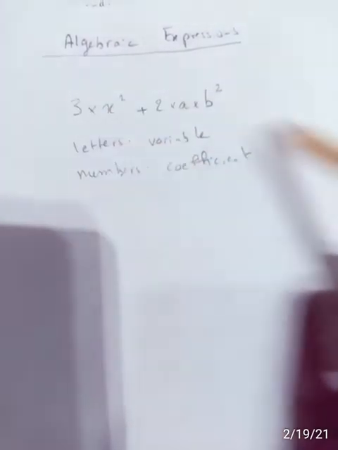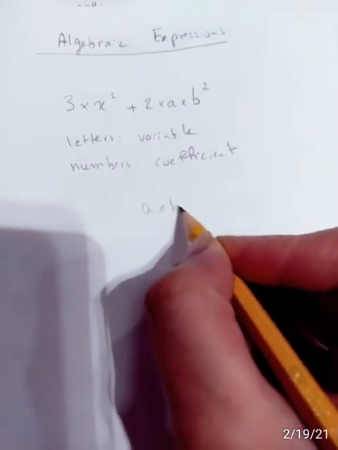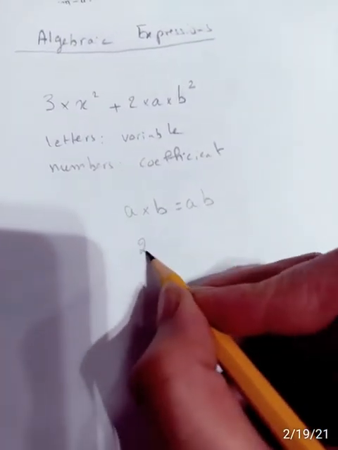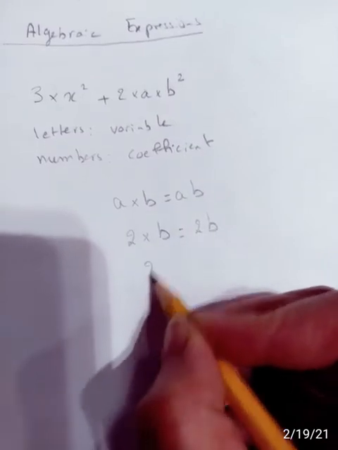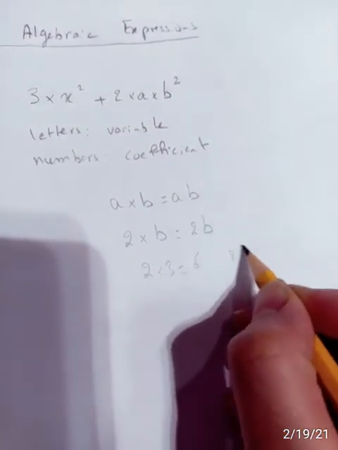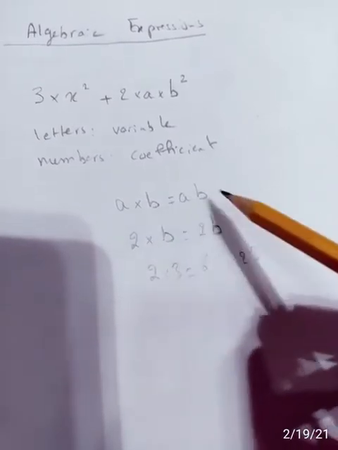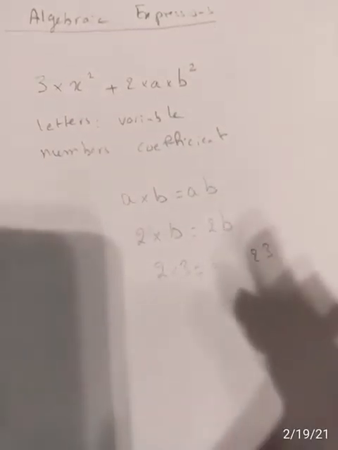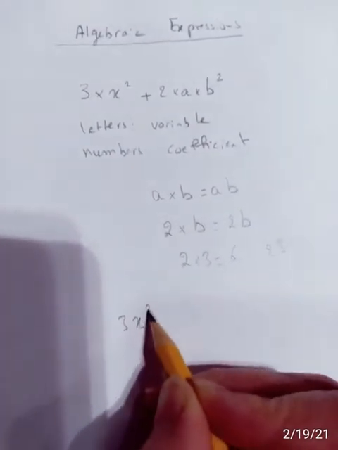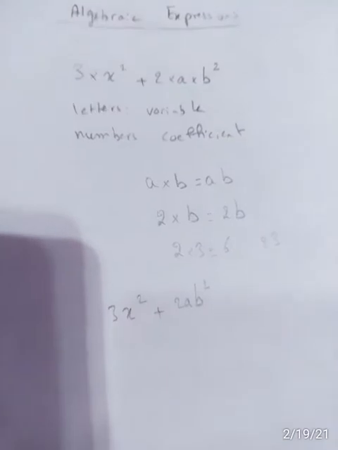We want to write this algebraic expression in a lateral writing. What do I mean by lateral writing? That means if I have multiplication between letters, I can write it in this way. For example, I have a number multiplied by a letter. We can write it like that. And recall that if I have 2 times 3, it's 6. We can't write it 23. Just between the letters, and between a number and a letter, we can remove the multiplication sign. So we can write this 3x squared plus 2ab squared.